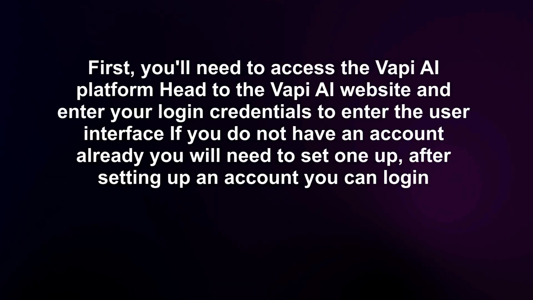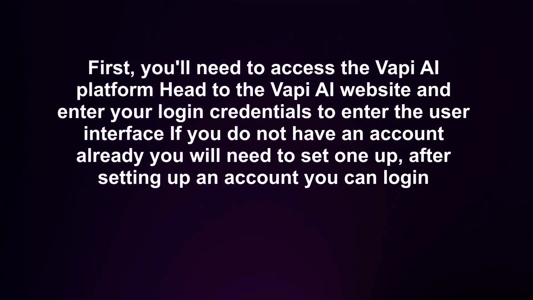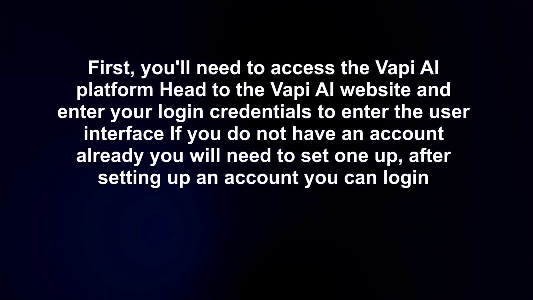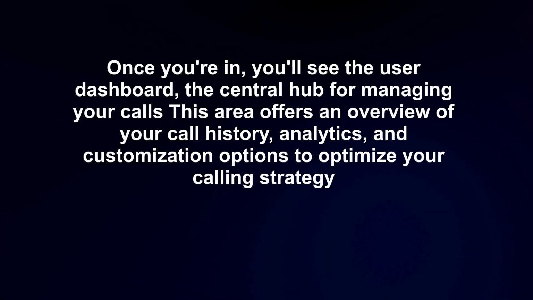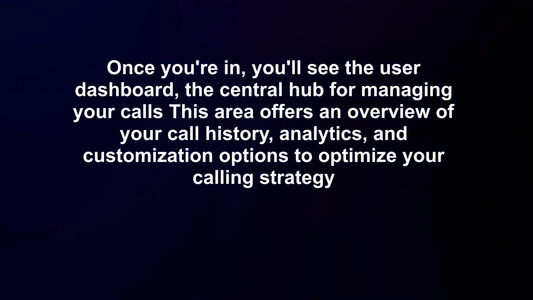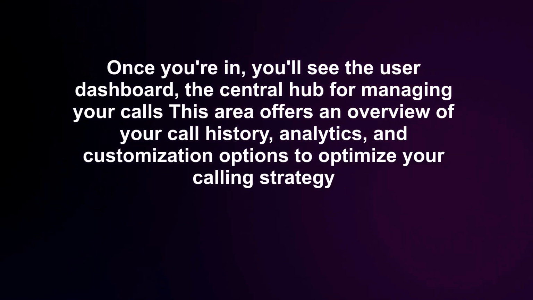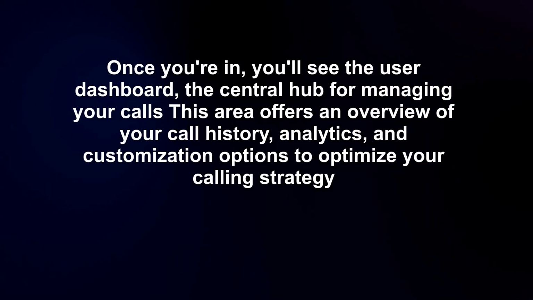First, you'll need to access the Vapi Ai platform. Head to the Vapi Ai website and enter your login credentials to enter the user interface. If you do not have an account already, you will need to set one up. After setting up an account, you can log in. Once you're in, you'll see the user dashboard, the central hub for managing your calls. This area offers an overview of your call history, analytics, and customization options to optimize your calling strategy.